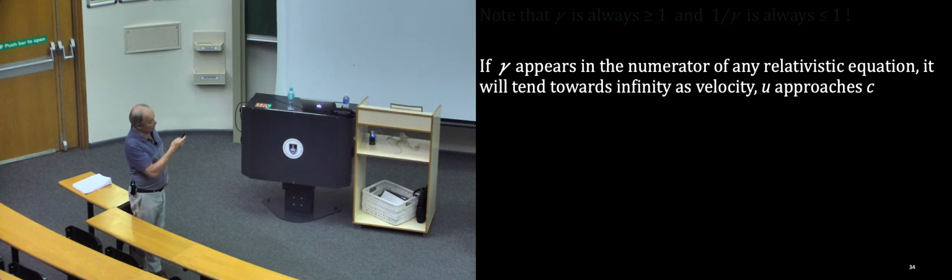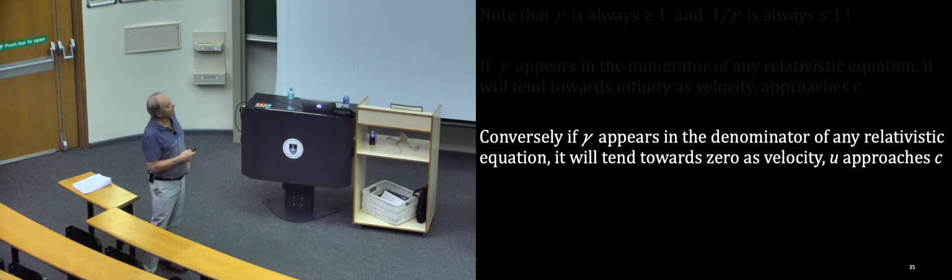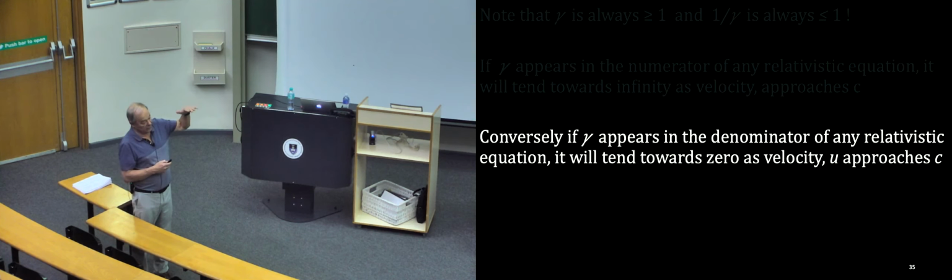And this is quite a useful thing. If gamma appears in the numerator of any relativistic equation, it will tend towards infinity as velocity u approaches c. Conversely, if gamma appears in the denominator of an equation, then as u over c approaches 1, gamma tends to 0. So you'll know straight away when you look at an equation, if the gamma is in the numerator or the denominator, you can tell which way the equation is going to tend to.